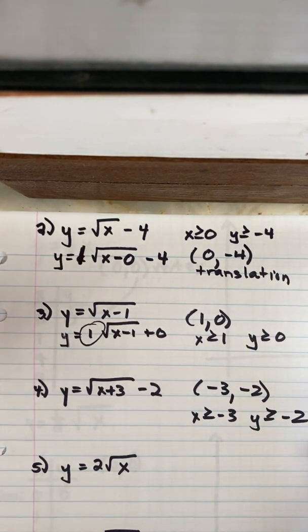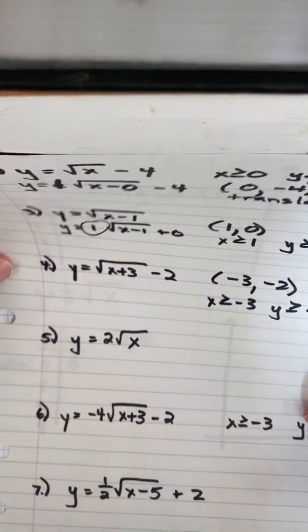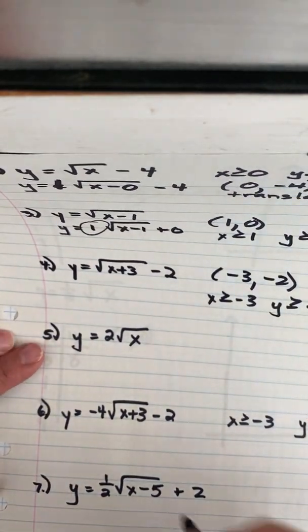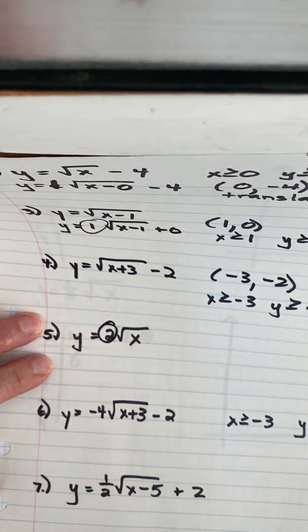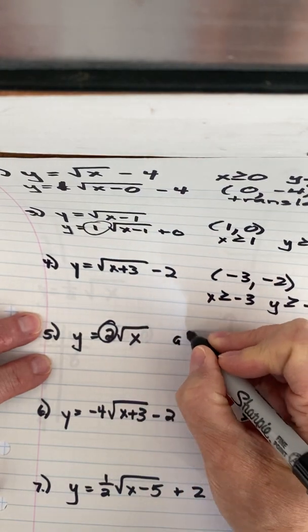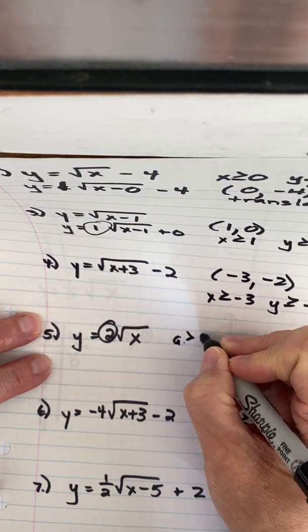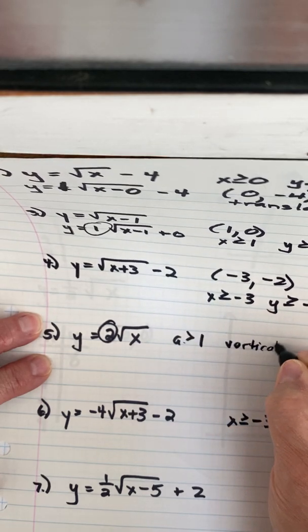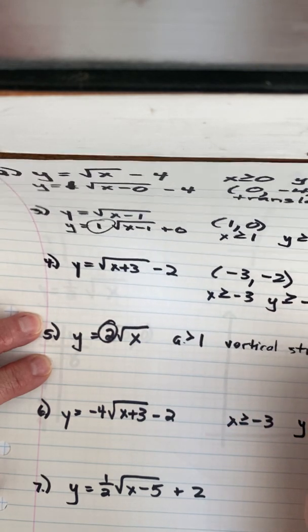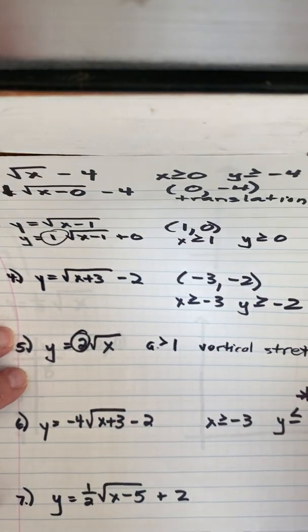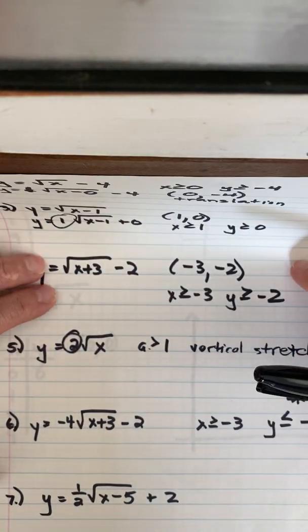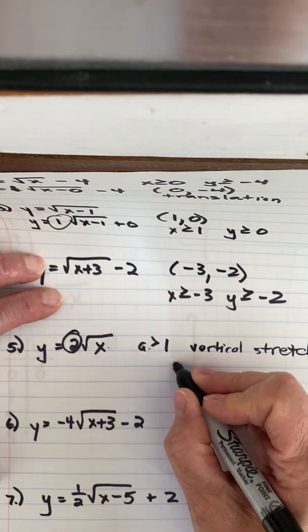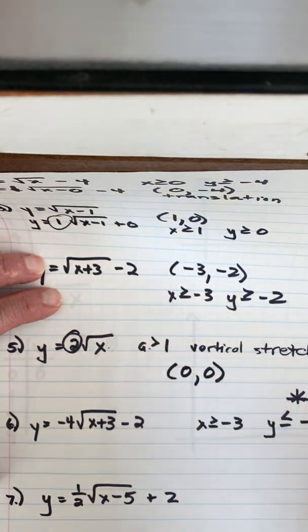Okay? Now, if we look at number 5, it is a vertical stretch. Why is it a vertical stretch? Because a is greater than 1. So this is a vertical stretch because a is greater than 1. Okay? What's the vertex here? Well, we're not adding anything to x, we're not adding anything to y, so the vertex is 0, 0.